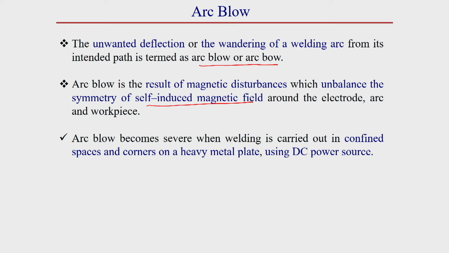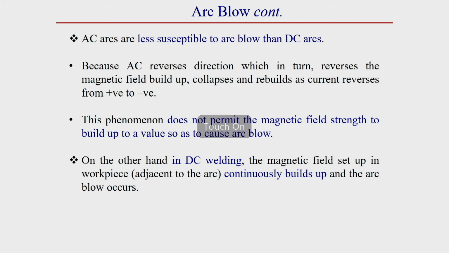Arc blow becomes severe once the welding is carried out in a confined corner or on a heavy metal plate, especially once we use DC current. Why in DC current this magnetic arc blow is severe, that we should know. Generally what happens in AC current, that is why in the next slide I will show you why this is severe in case of DC current compared to AC current, that also I will explain here.